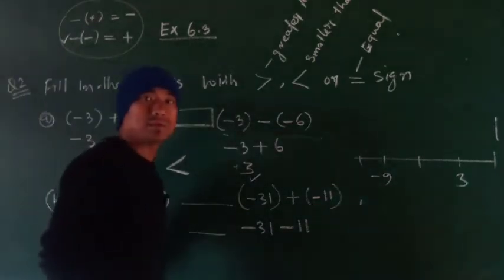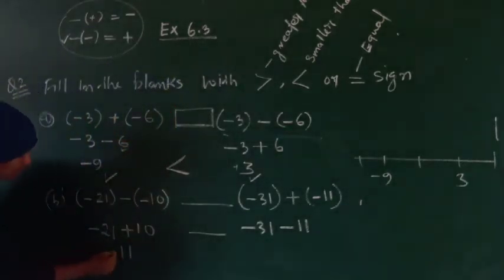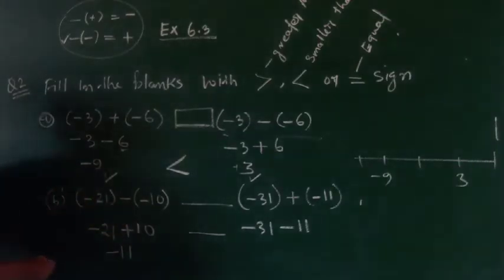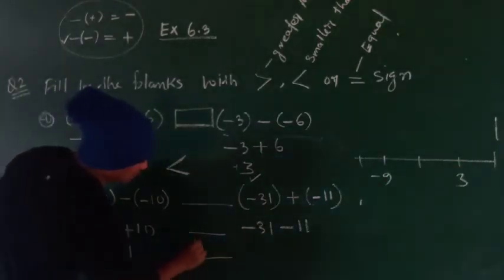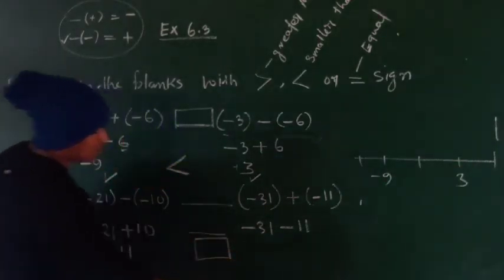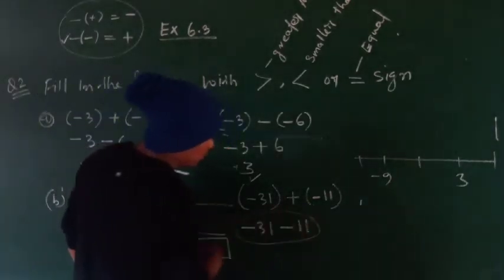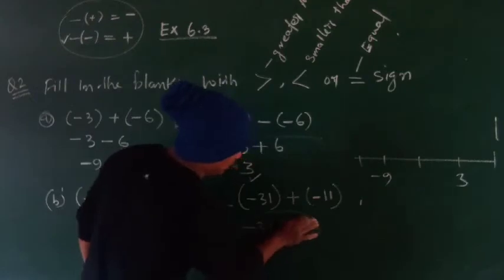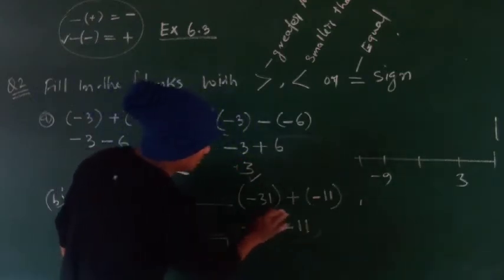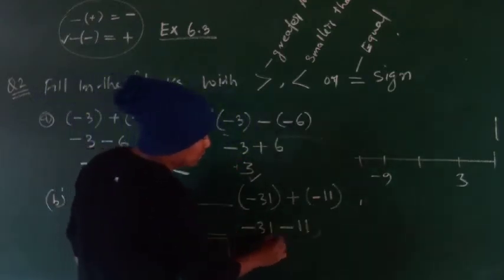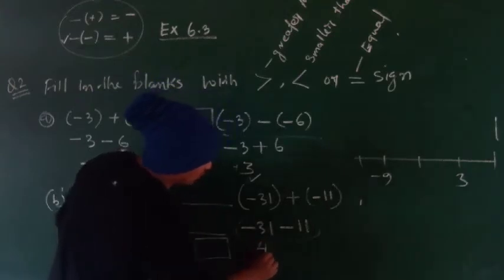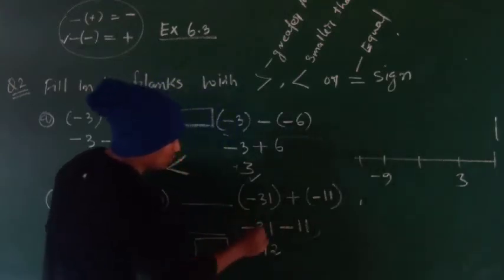Can you see up to here? Okay. What will be the sign here? Negative, because 21 is greater than 10. Very simple. If you can't do even this, then what will you do? Again here both are negative, so when both are negative, what do we do? Addition. We do addition. So 31 plus 11 will be 42, and what will the sign be?